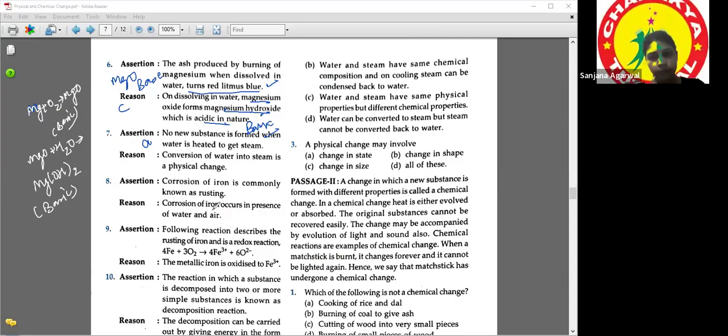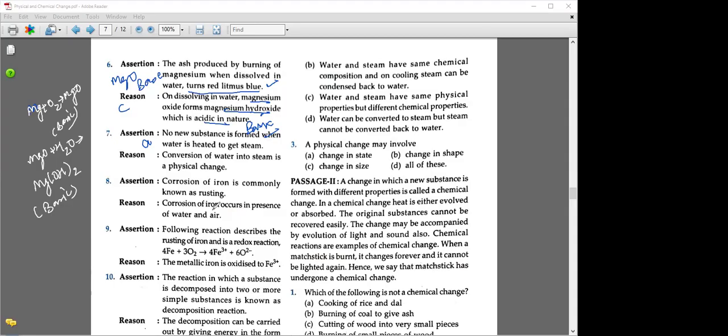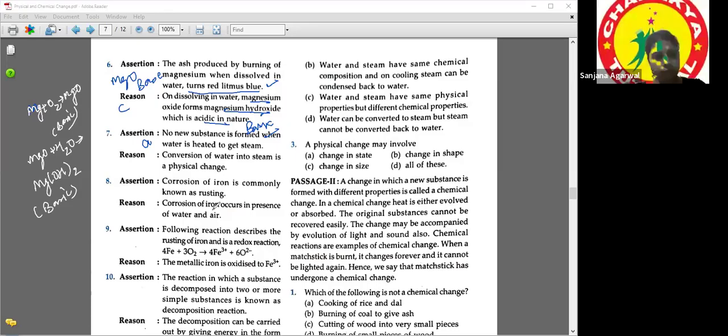Priyansh. Ma'am, can you hear me? Yes, sir. Ma'am, both A and R are true and R is the correct explanation. Okay. So corrosion of iron occurs in presence of water and air. That's why it is known as rusting. What do others think?